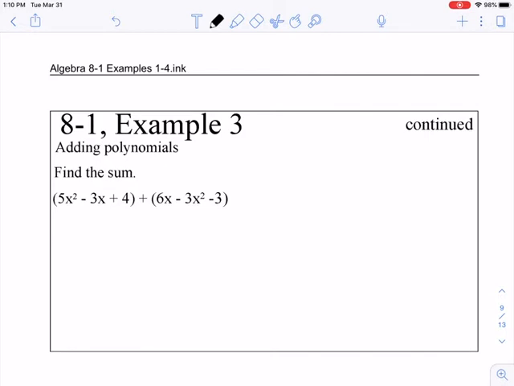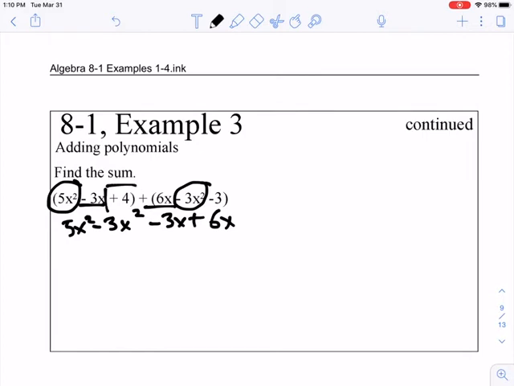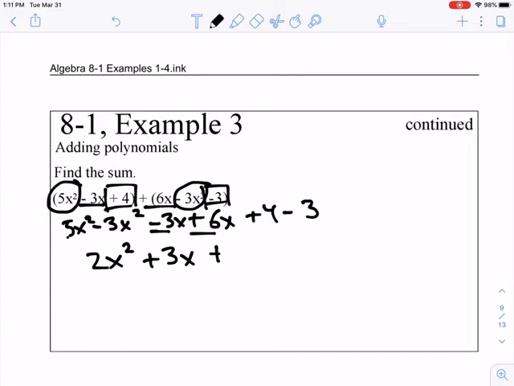All right, so I am going to start by combining my 5x squared and my negative 3x squared. So we're going to go 5x squared minus 3x squared. Next, my negative 3x and my 6x. So minus 3x plus 6x. We're just rewriting this right now. And then plus 4 minus 3. Then do all your combinations. So 5 minus 3 gives me 2x squared. Negative 3 and positive 6 gives me positive 3x. And then 4 minus 3 gives me 1. So we have 2x squared plus 3x plus 1.